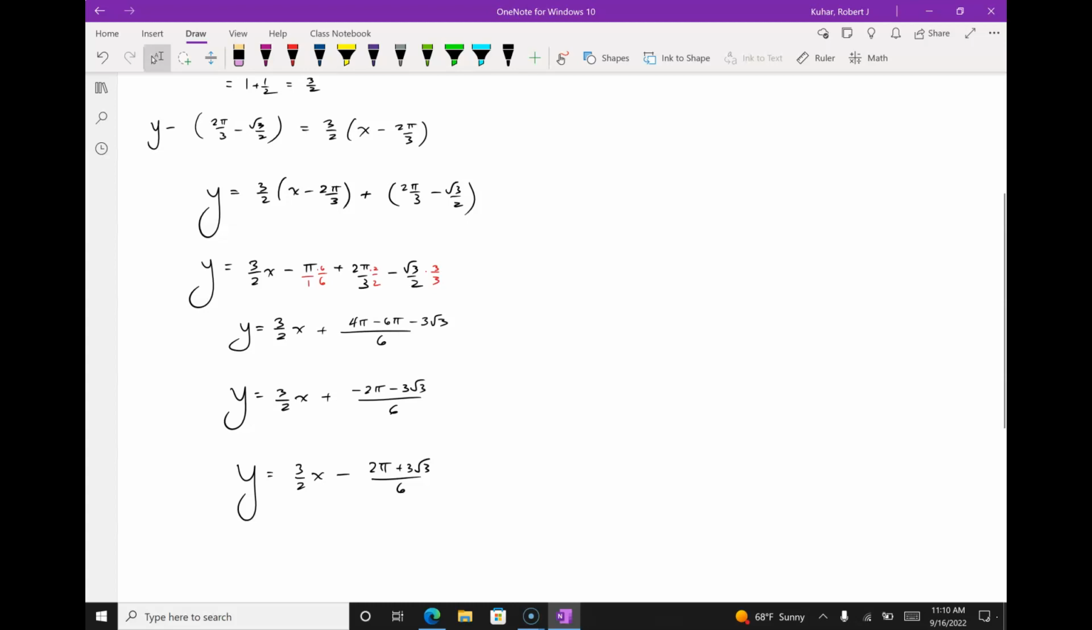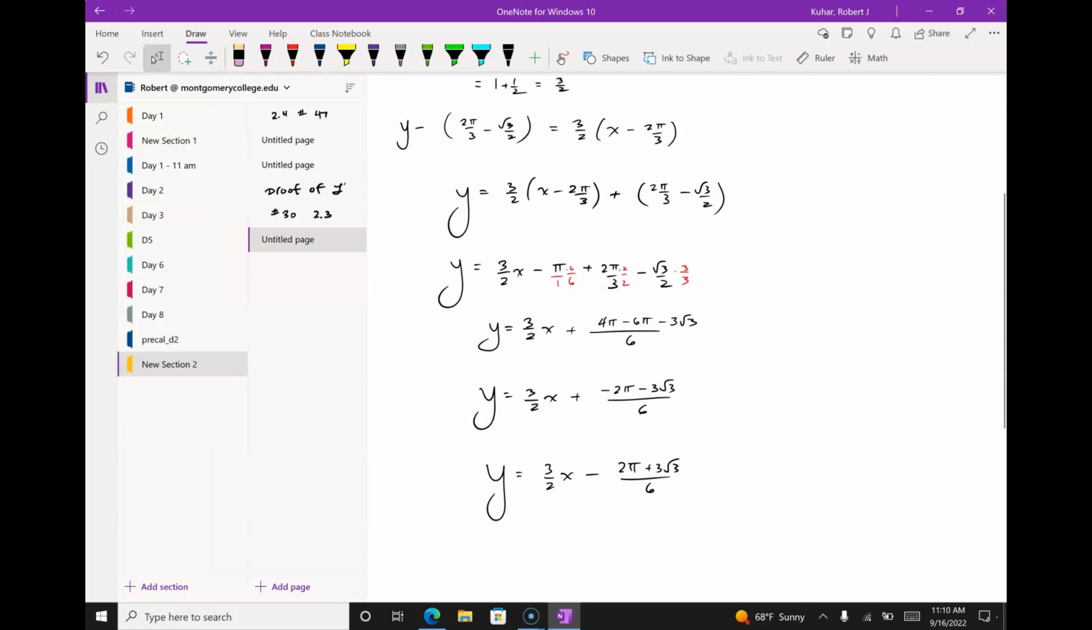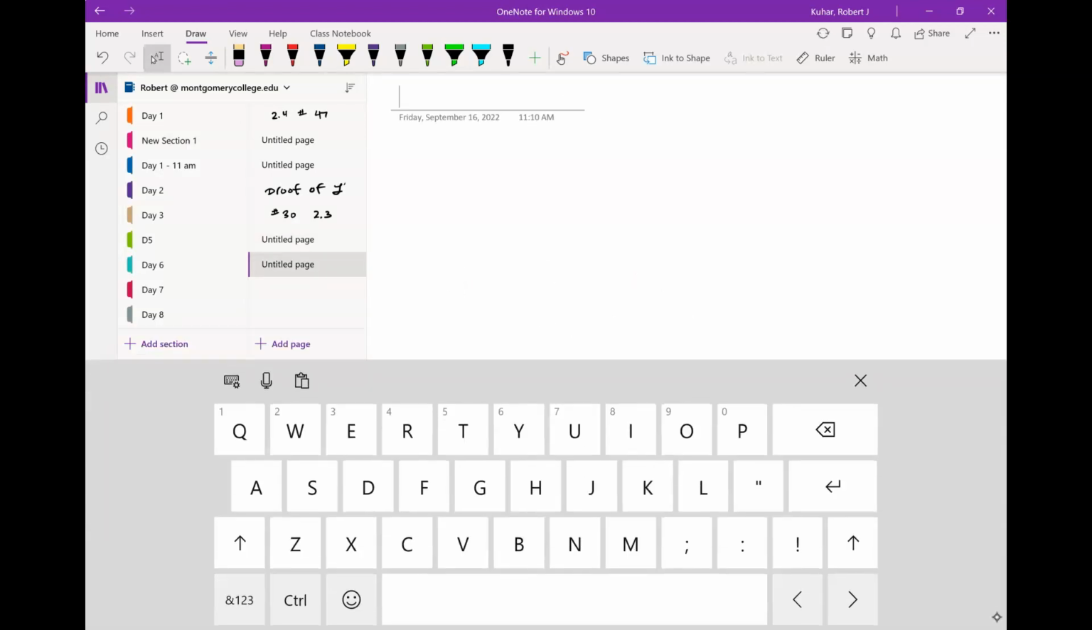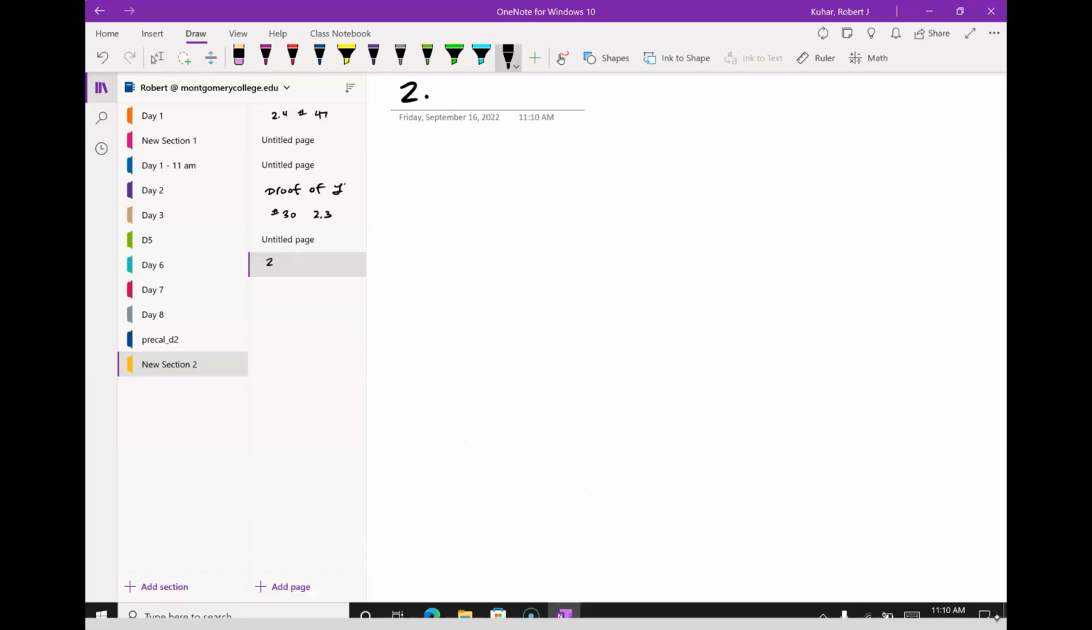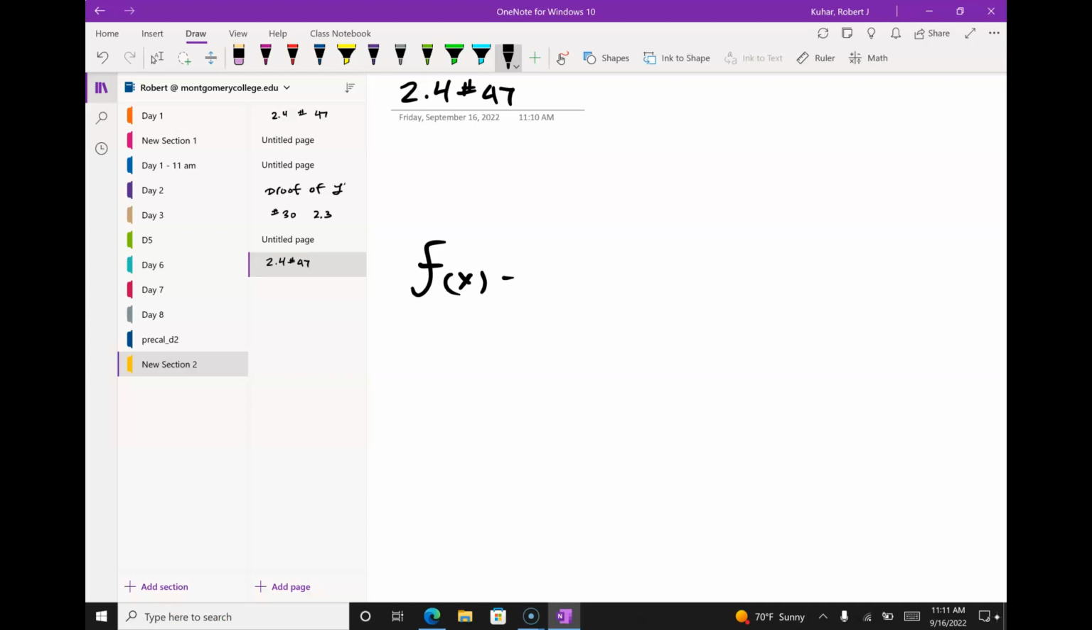Okay? Good. I want to look at the one homework problem you have to turn in on continuity. It's a little tricky, I think. Number 47. So this is 2.4, number 47. This is the one you're going to turn in. I'm almost going to do the whole thing for you, but I just don't want you to get stuck.